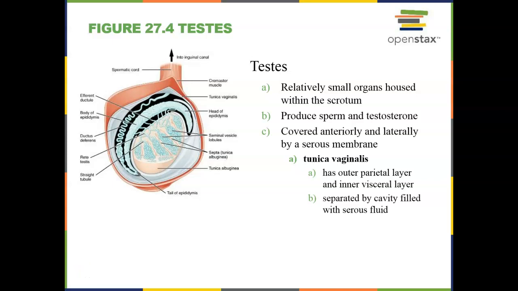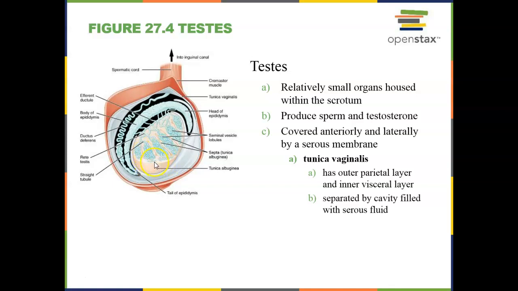Welcome back. We're going to talk about testicles in this video. So we have a cross-section of a testicle here. The outer layer of the testicle inside the scrotal sac is called the tunica vaginalis. The inner region is known as the tunica albuginea.